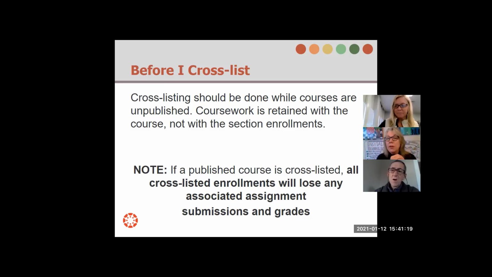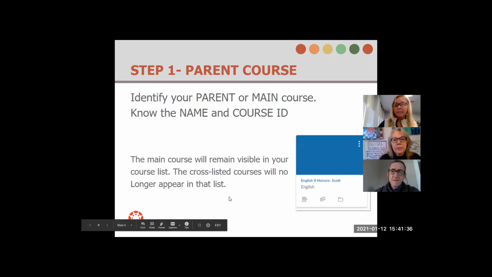So if you are going to cross list, make sure you save the record of the scores if you've already published your course. That's really the only thing that we hesitate, we make sure that people understand. And in the process, you just identify a main course.